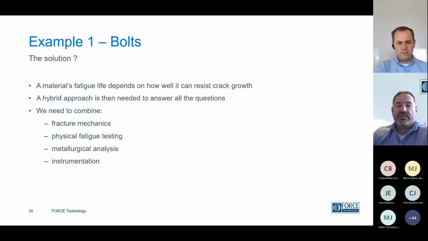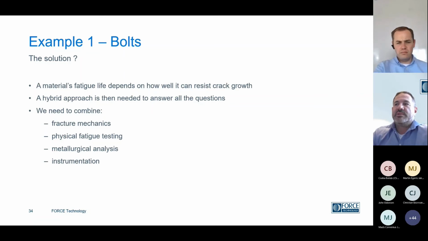We need to do some additional physical fatigue testing. We need to do metallurgical analysis. And as Eric showed earlier, we need to instrument it. We need to understand what is happening to those strains and what is happening to those stresses.